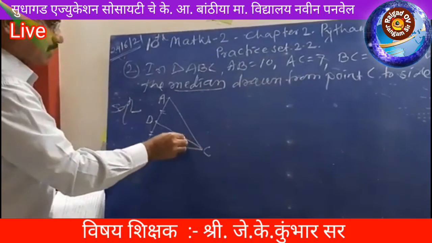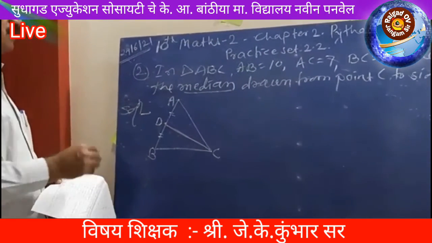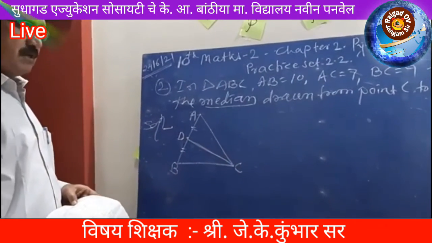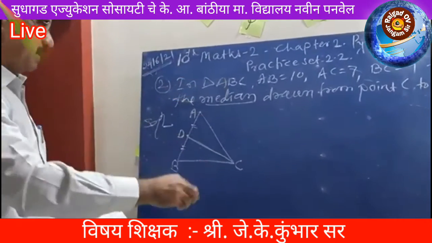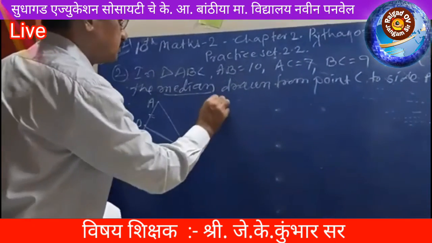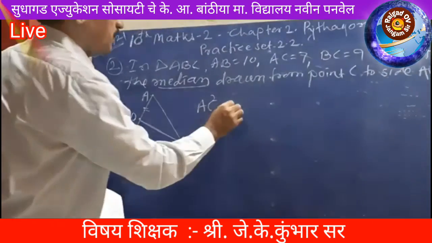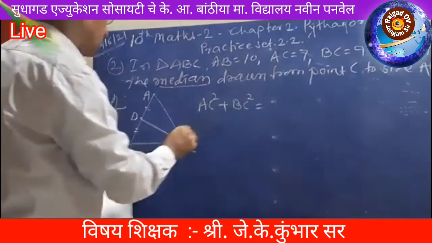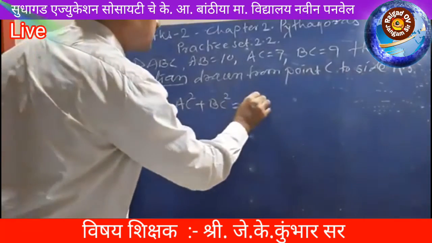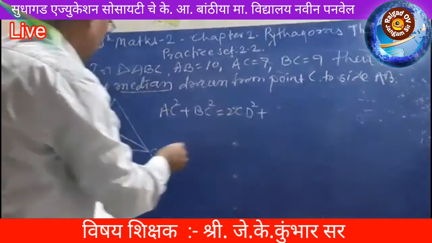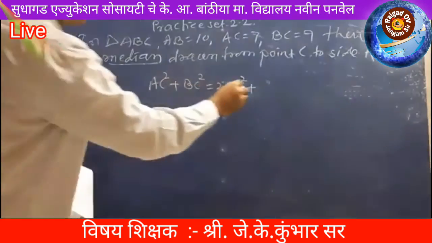This is the median. That means we can write the formula of Apollonius theorem. Can you tell me? Yes, you are correct. AC square plus BC square is equal to 2CD square plus 2AD or BD square.